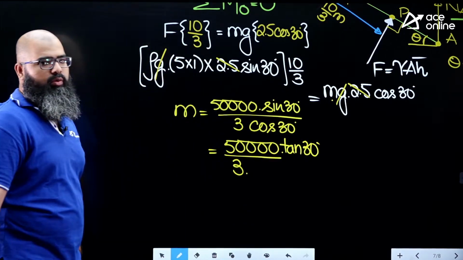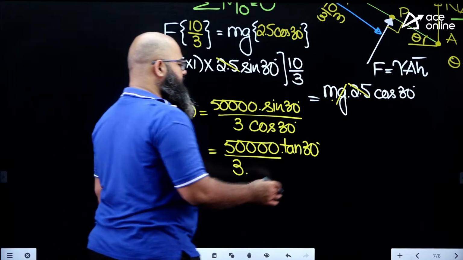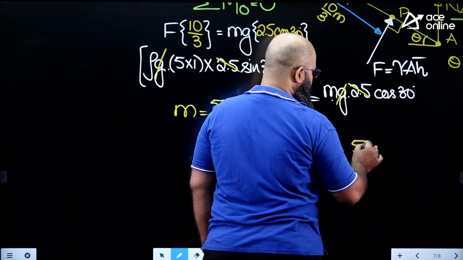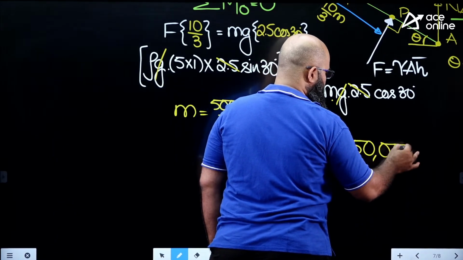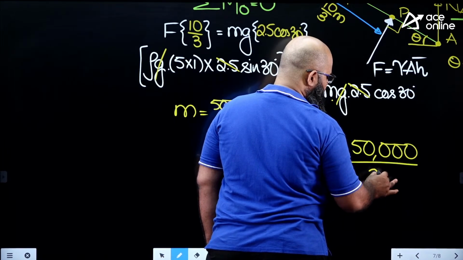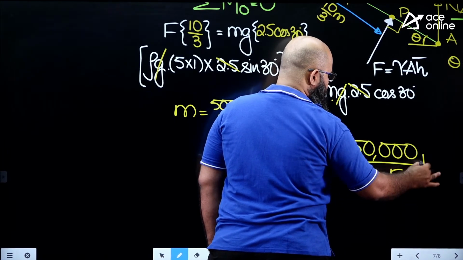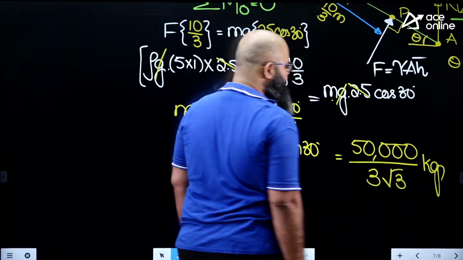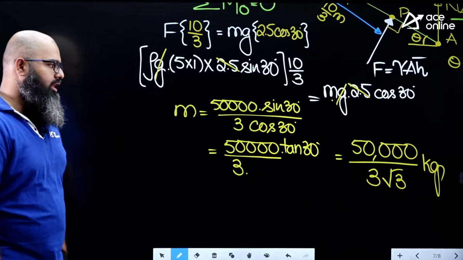What is tan 30 equal to? 1 by root 3. This is equal to 50,000 divided by 3 root 3. These many kg is the answer: 50,000 divided by 3 root 3.